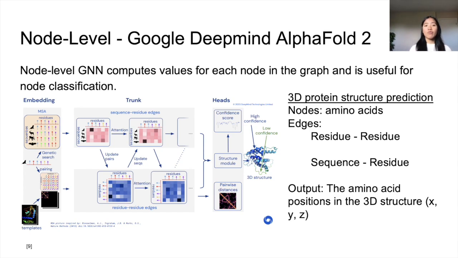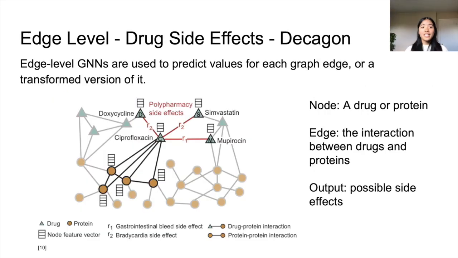So now when this graph was inputted into the graph neural network, the output generated the 3D positions of each amino acid in a 3D space. So it gave you the X, Y, and Z coordinates. Now, this graph neural network is thus considered a node level output because it gave you values for each amino acid or each node. So the next type of output is the edge level, which is used to predict values for each graph edge or a transformed version of it.